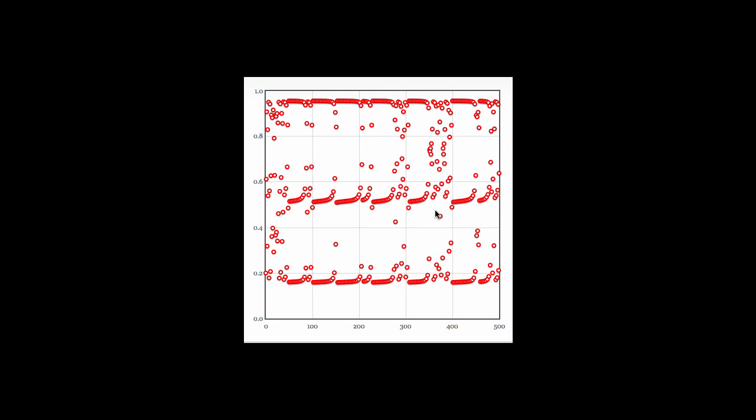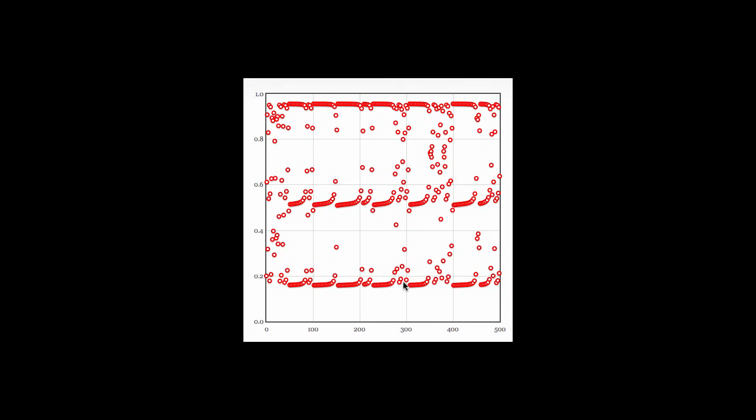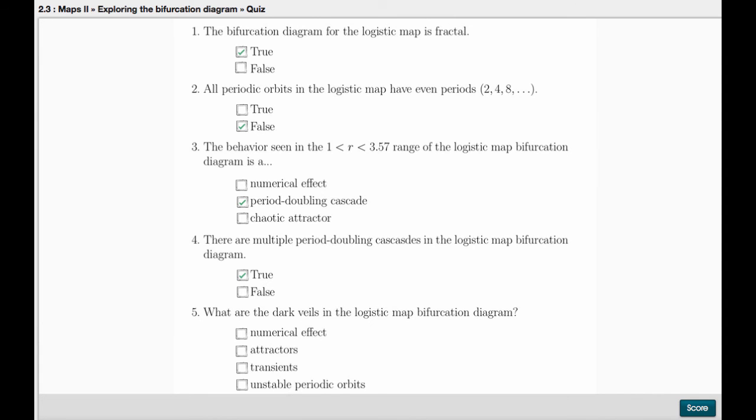If we were to look at this straight on, then what we would see is a tight clustering of points here, a tight clustering of points here, and a tight clustering of points here, with very sparse points in between. These tight clusterings of points over time end up causing what you see as these dark lines or veils. To reiterate, this means that unstable periodic orbits are the cause of the dark veils. As we just showed, the dark veils that appear in the logistic map bifurcation diagram correspond to unstable periodic orbits.